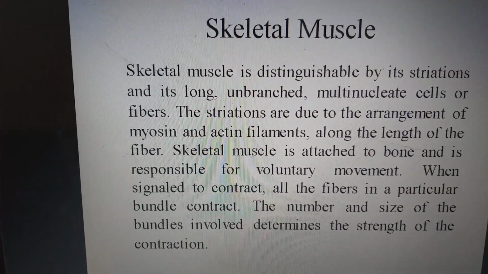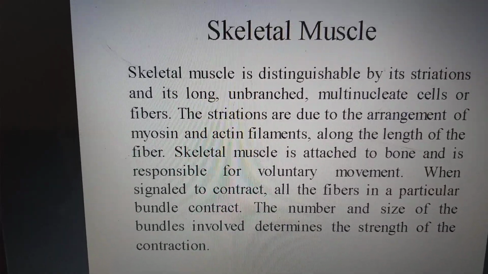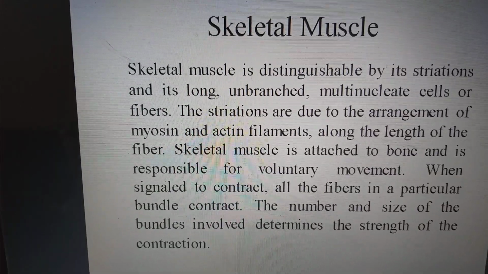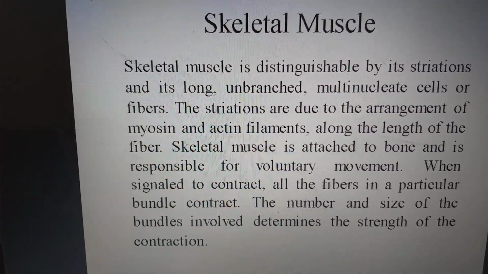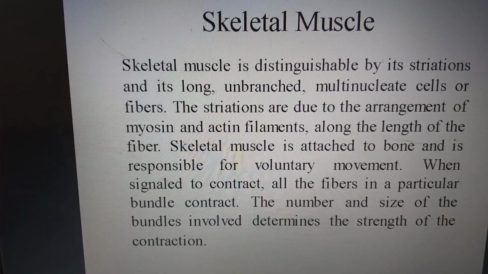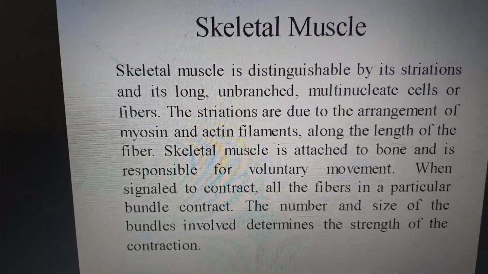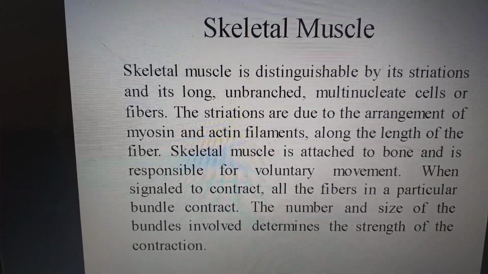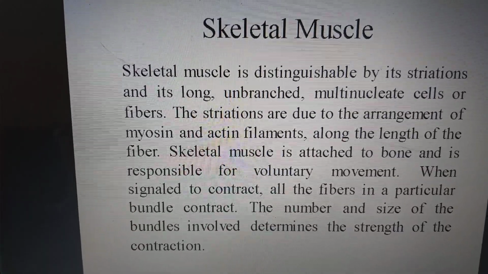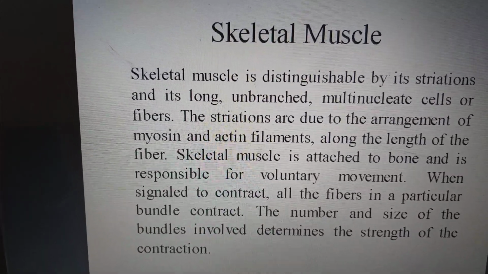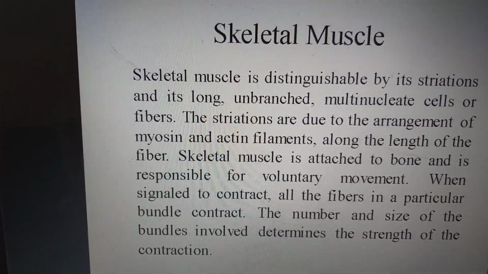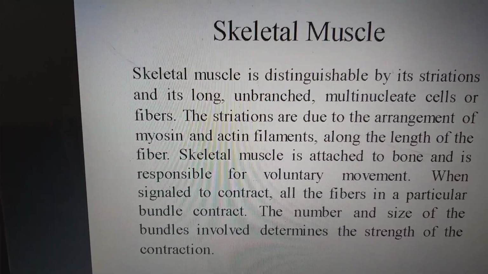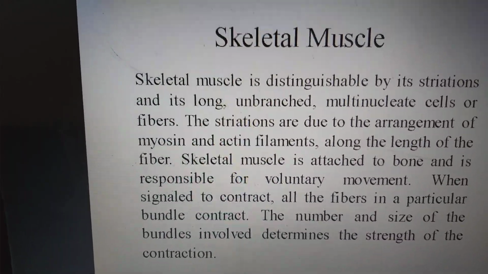When signaled to contract, all the fibers in a particular bundle will contract. So the number and size of the bundles involved determine the strength of the contraction. For example, if we want to lift 1 kg of weight, a smaller number of fibers is enough. If we want to lift 5 kgs of weight, more fibers have to be contracted. Then only we are able to give the strength and power.